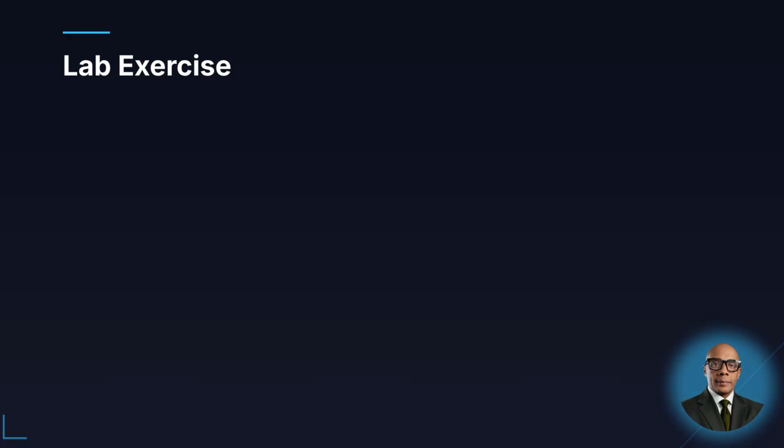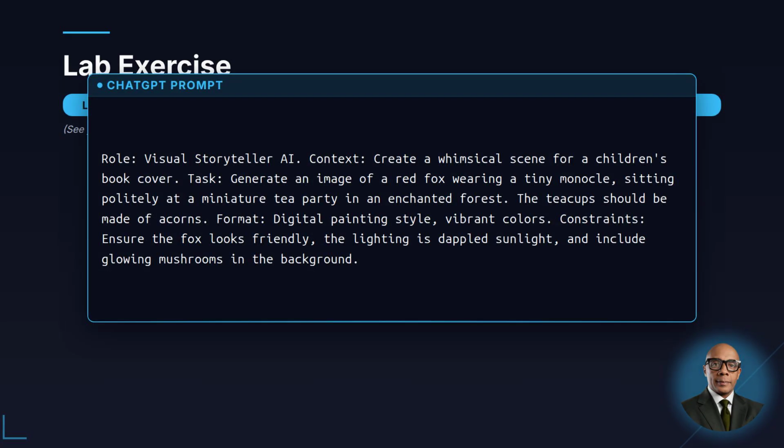Alright, let's kick off our visual journey with a delightful scene for a children's book. This prompt is designed to show you RCTFC in action for image generation. Notice how the role sets the tone for Gemini, guiding it as a visual storyteller. The context immediately places our scene, telling Gemini the purpose of the image. Then, the task is incredibly specific, detailing our charming fox, the tea party, and those adorable acorn teacups.